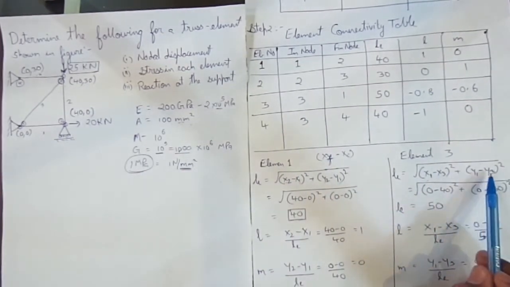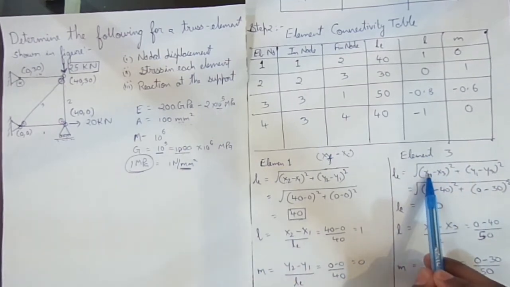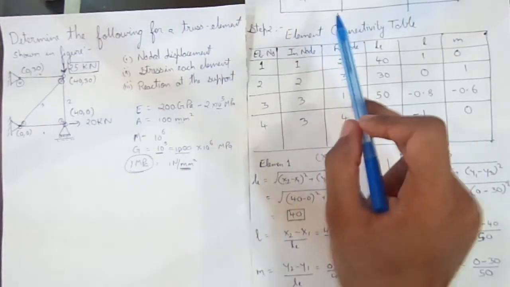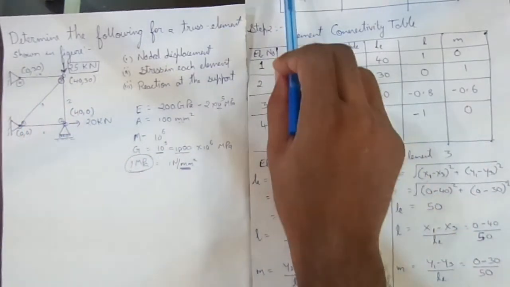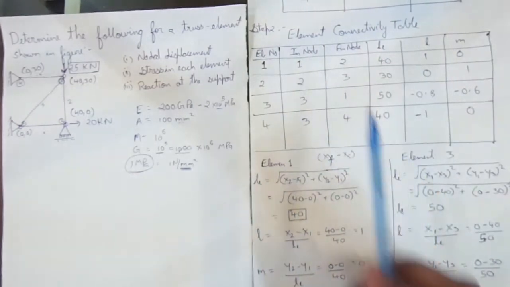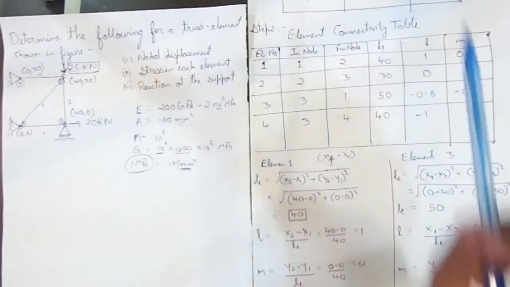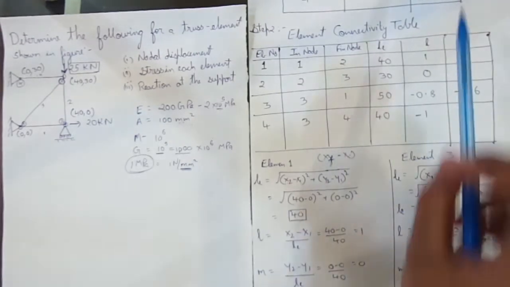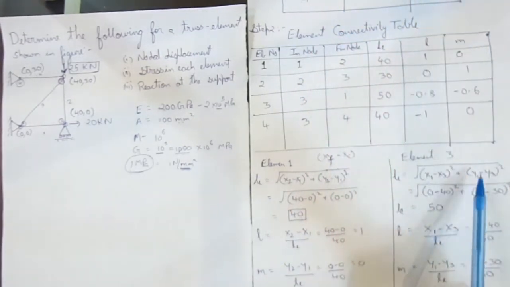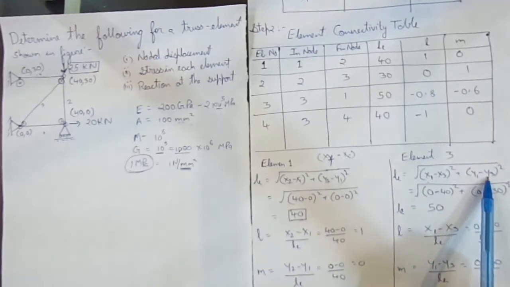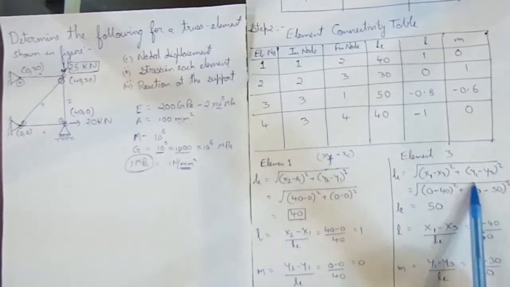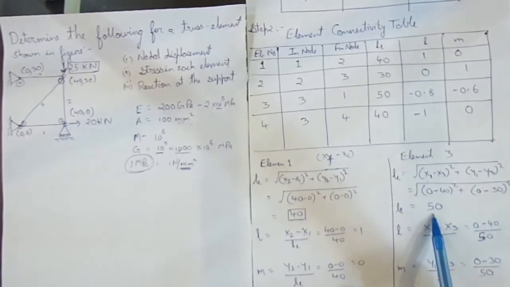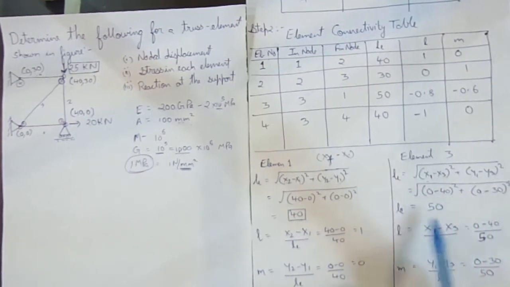What is x1? You can see this nodal table or you can see the figure, whichever is convenient to you. So x1 is nothing but node 1's x, 0. x3 is nothing but node 3's x, 40. 0 minus 40 whole square plus y1 is nothing but node 1's y, 0. y3 is nothing but node 3's y, 30. So (0 minus 40) whole square plus (0 minus 30) whole square. LE will become 50. When you solve this, since it is square, the negative term will also become positive. So only I have written LE 50 here.